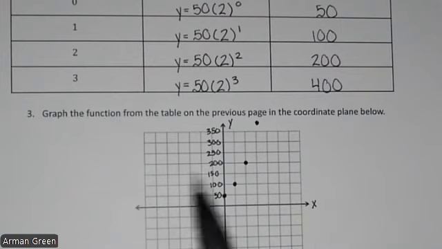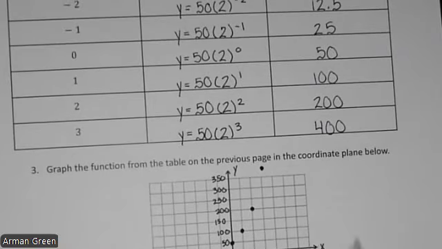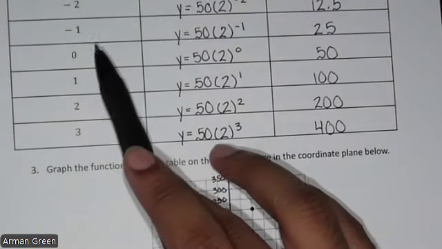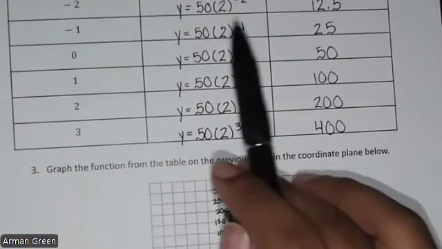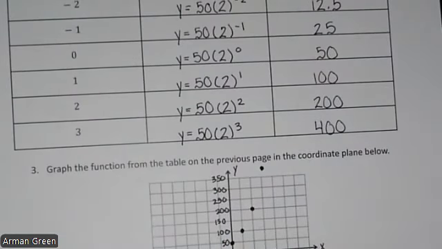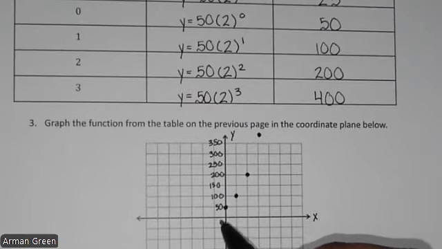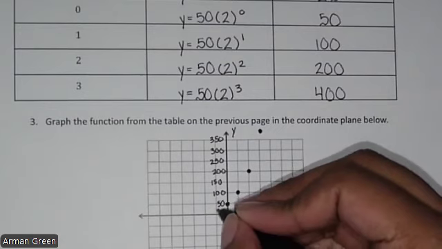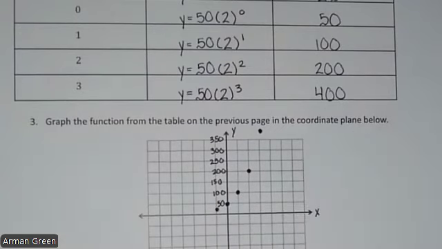Now, if I go in the negative direction, using these numbers here, it says that when x is -1, our y value is 25. Note that there isn't a 25 necessarily on our scale, but 25 is actually half of 50. So I'm just going to put a dot right here, and that represents 25 since we're kind of in the middle.